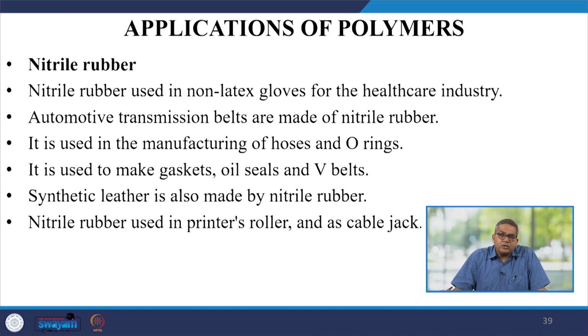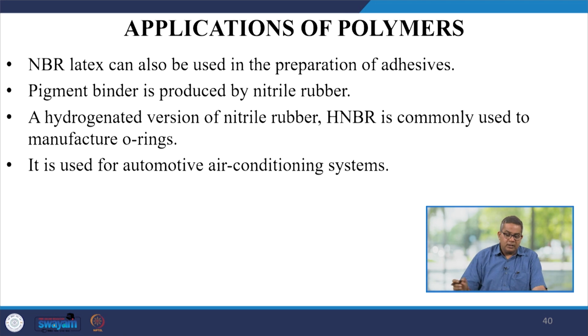Synthetic leather is also made from nitrile rubber and also used as printer rollers and cable jackets. These latexes can also be used in the preparation of adhesives. Pigment binders are produced from nitrile rubber. The hydrogenated version of nitrile rubber, HNBR, is commonly used to manufacture O-rings and also used in the automotive air conditioning system.